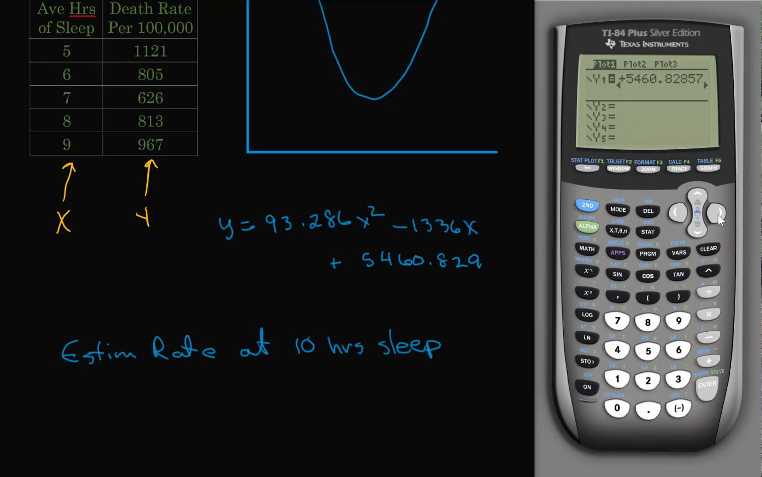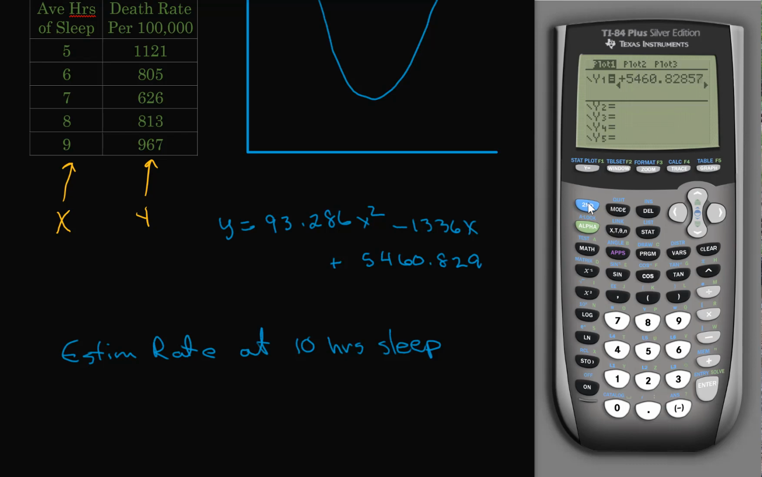To do that, there are several ways to do that. One is to substitute 10 in for the x where it's squared, in for the x where it's multiplied by the negative 1336, and then add the 5460.828. That's one way to do this. Another way to do this is to go to table. This is something we did not discuss in a previous video, so this is some new stuff here.